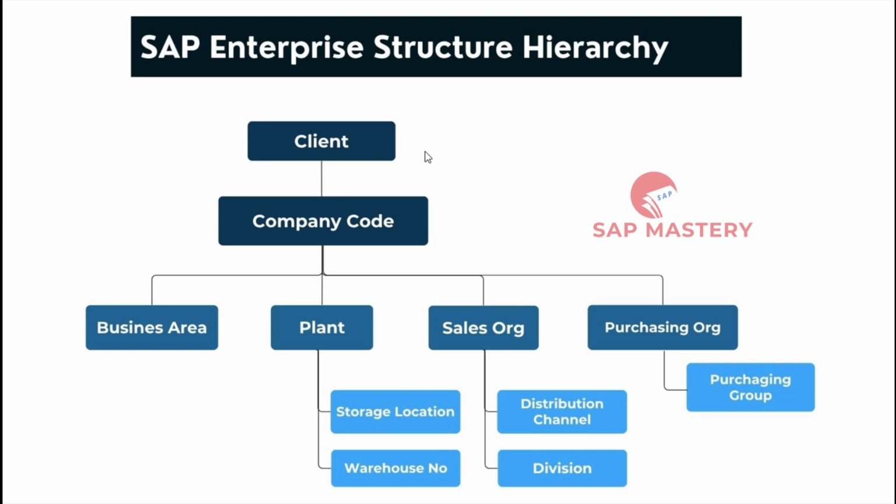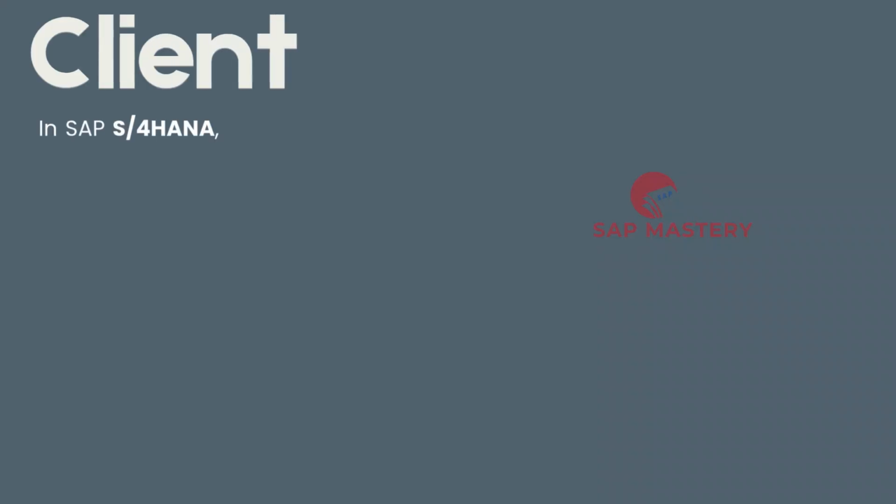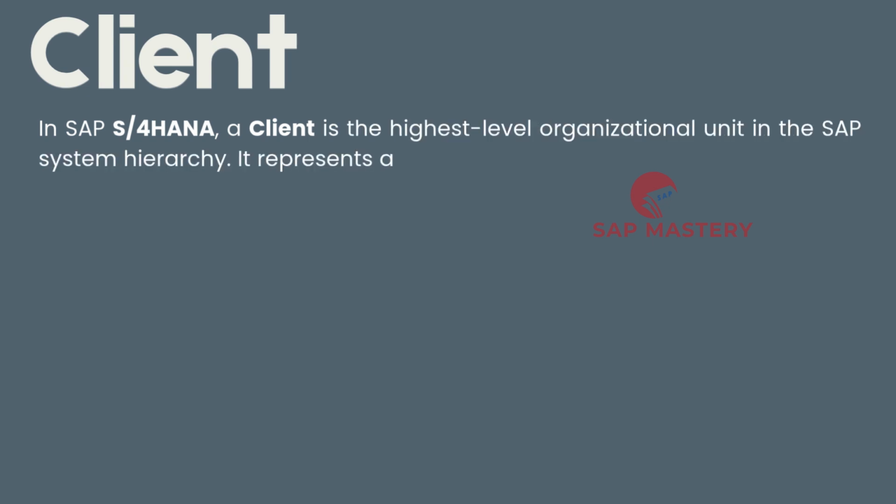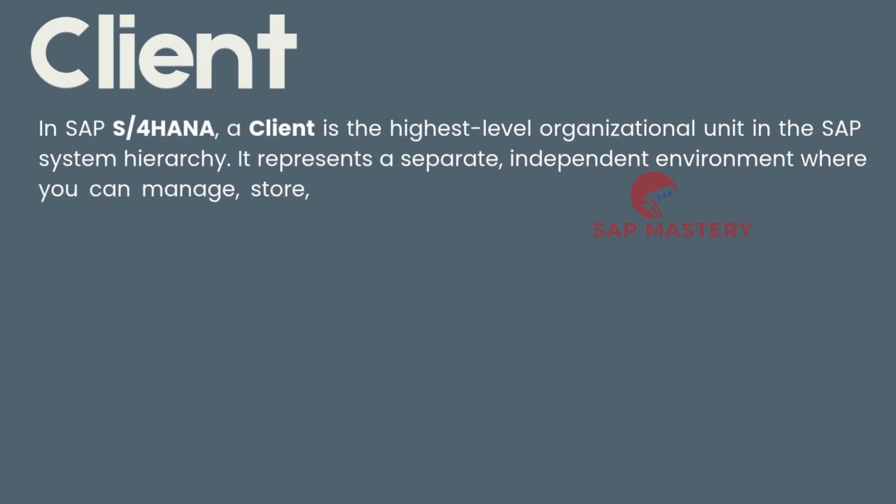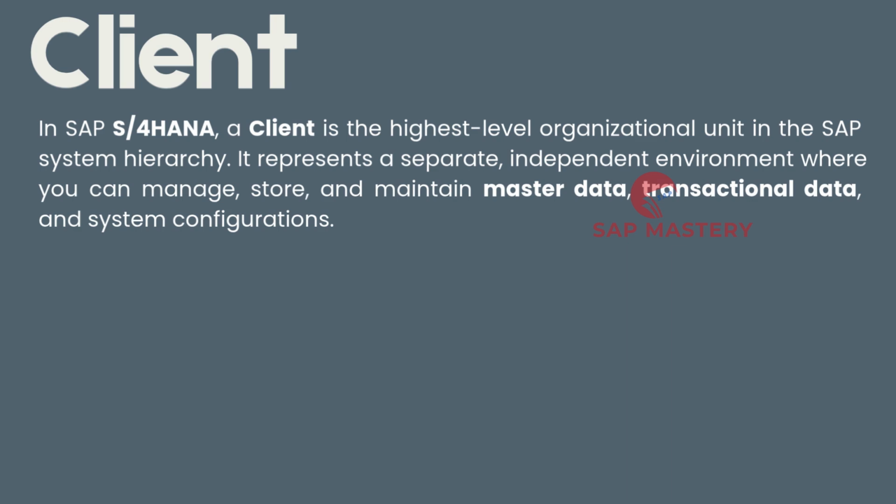All other organizational units, such as company code, business area, plants, sales organization, purchasing organization, etc., are created within a client. Without defining the client, you cannot create or manage any business structure. In SAP S4HANA, a client is the highest level organizational unit in the SAP system hierarchy. It represents a separate, independent environment where you can manage, store, and maintain master data, transactional data, and system configurations.